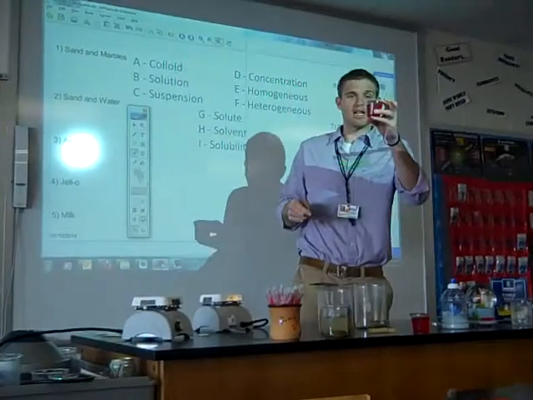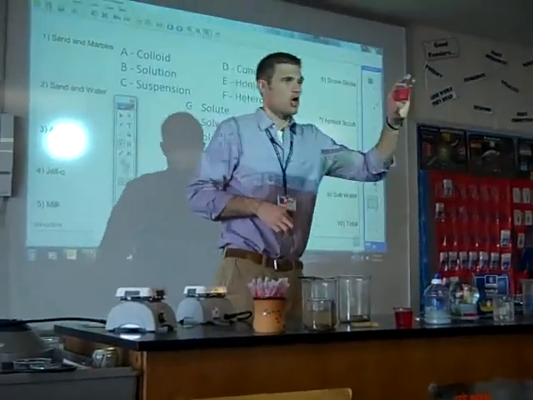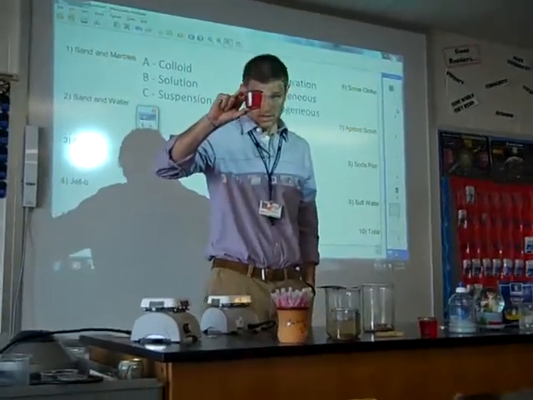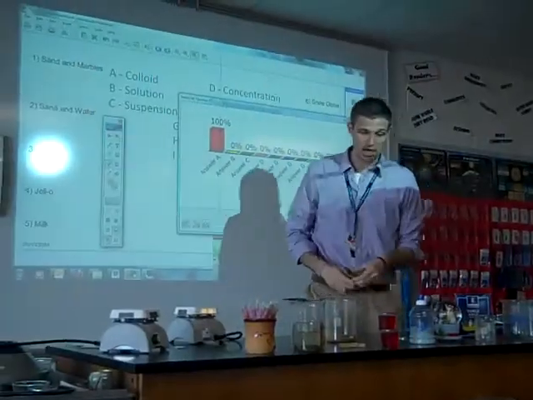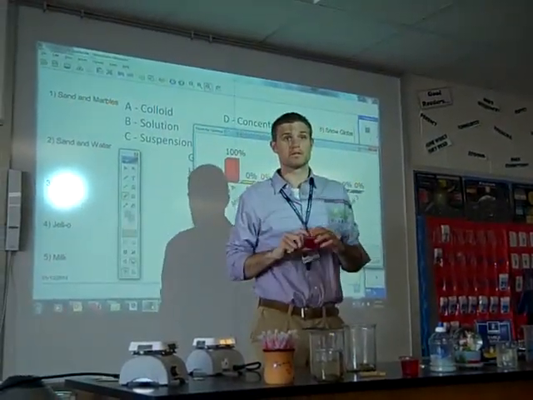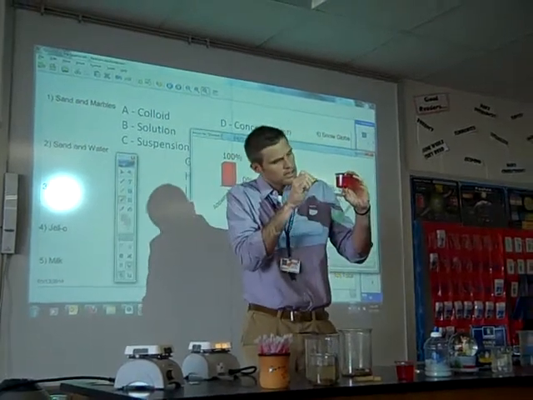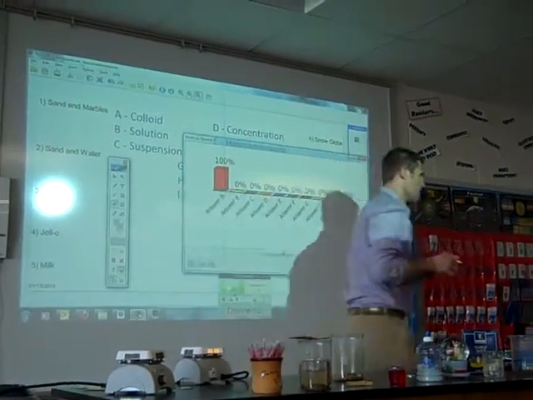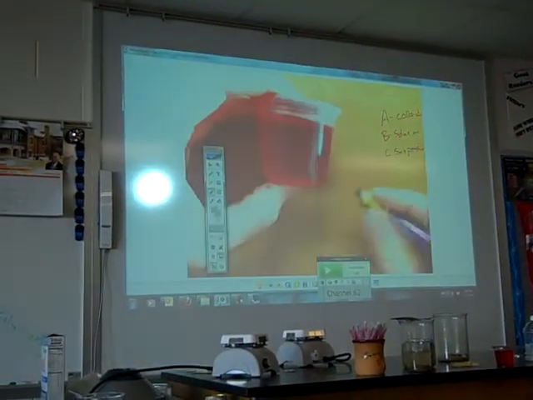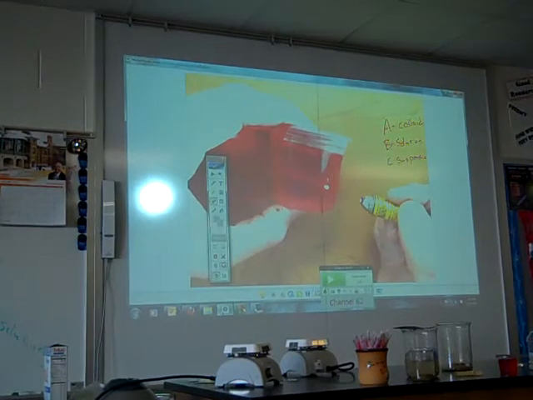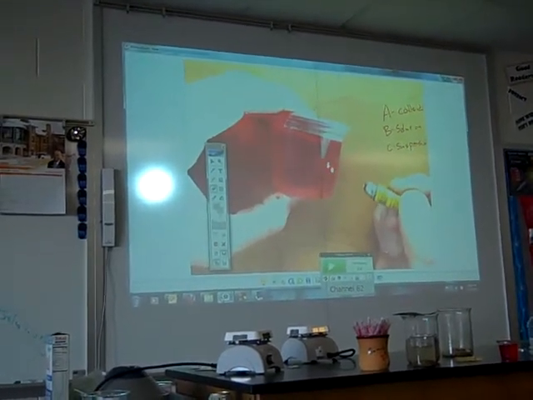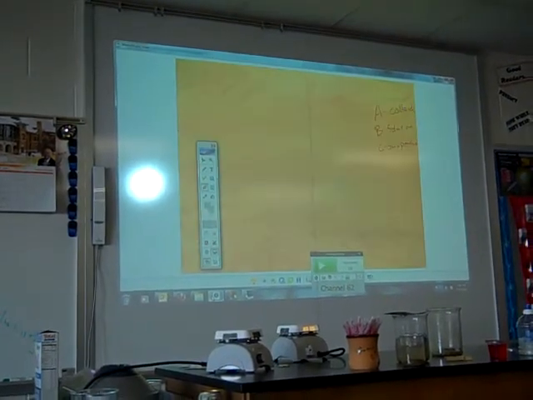Now we have Jello. So here we go, red Jello. What do you think? Is this A, colloid, B, solution, or C, suspension? So we 100% say colloid. What are some tests we can do? Professor Horace, the light. So let's look. Here's the Jello. Can you see it going through? Ooh, that's cool. It looks like there's a tube inside of it. Even though it's red, you can see it scatters the light. So it does scatter light.